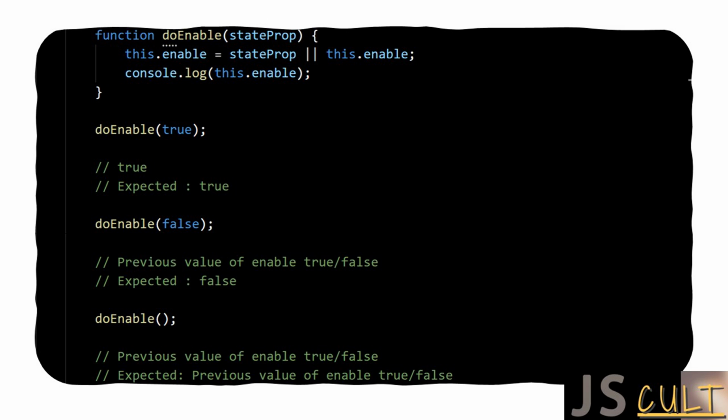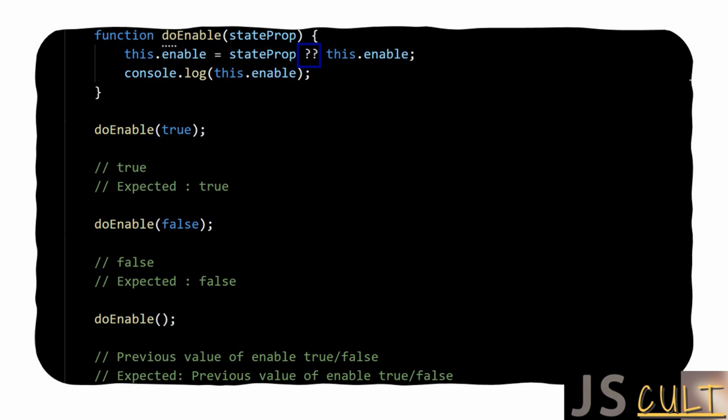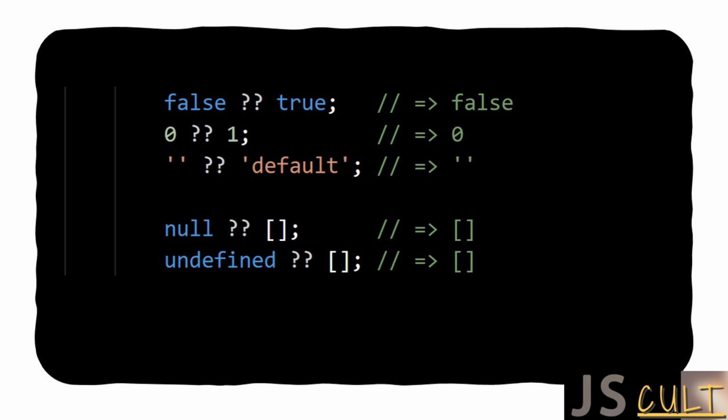So to fix this, we have to replace the logical OR operator with the new nullish coalescing operator, which returns its right hand side operand when its left hand side operand is null or undefined. Otherwise, it returns its left hand side operand. Here are a few examples for better understanding this operator.